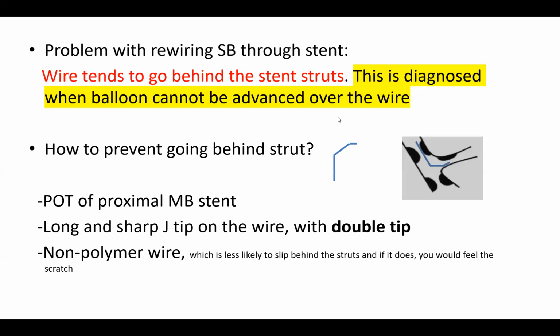Now, how to perform side branch rewiring. I will give you some tips. One, how to shape the wire. You need to shape the wire in this way. I do 2 tips, a distal tip and a proximal tip. The proximal tip, the length of it depends on the length of the vessel.